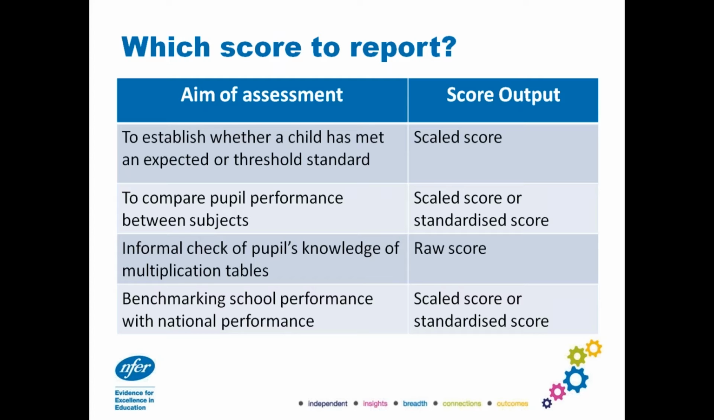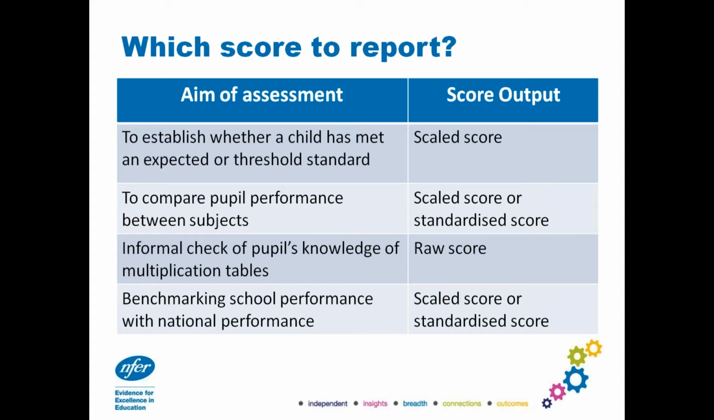So a little bit then, just before we finish, looking at which score you'd report. So you always need to think about the aim of the assessment. What's the purpose? Why are you assessing the child? So if the aim of your assessment is to establish whether the child's met this expected or threshold standard, like the national curriculum tests, then the scaled score is the most appropriate output. If you're wanting to compare pupil performance between subjects, then you could either use a scaled score or standardised score. A raw score wouldn't be possible in this case because you wouldn't know the equivalent difficulty of the tests.